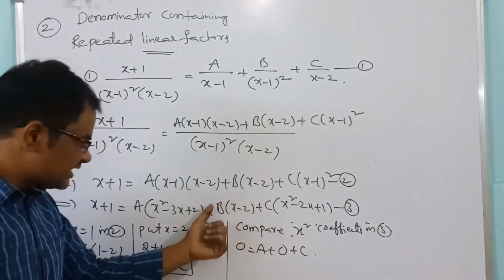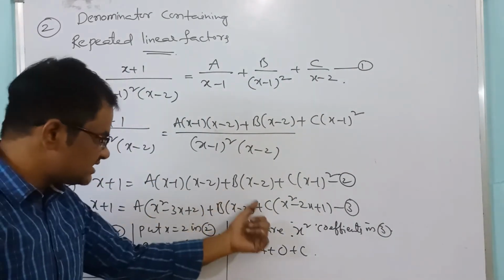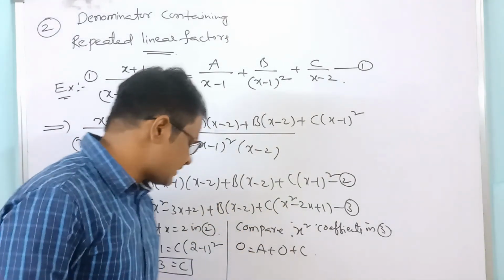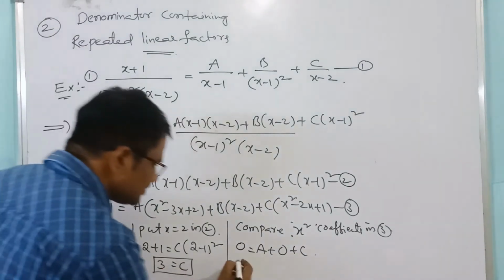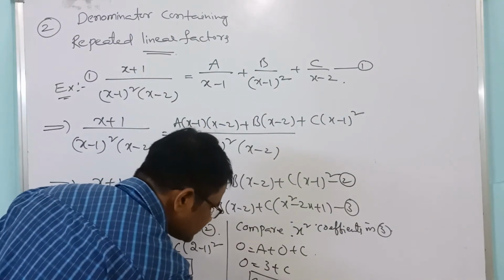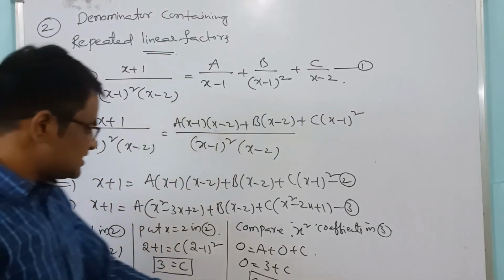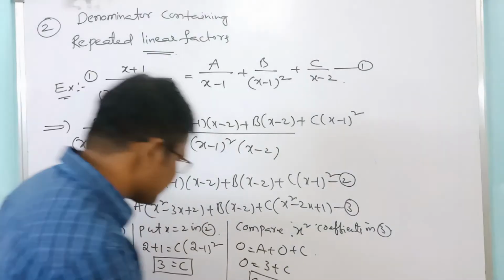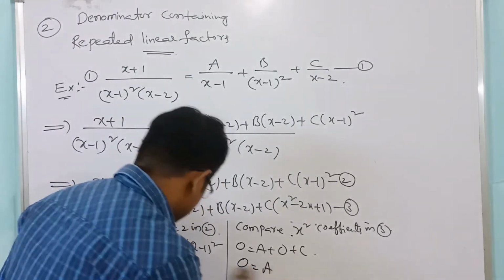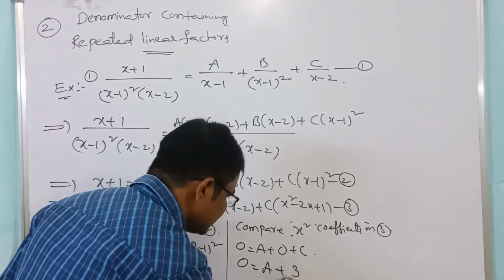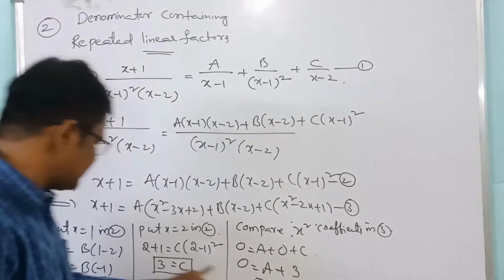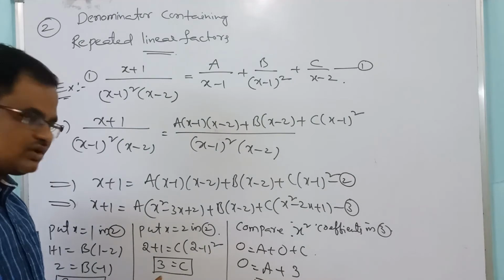Here the x square coefficient is not there, because the x square term is not there in this term. In this one, the x square coefficient is c. But already c equal to 3. So 0 equals a plus c, and c equal to 3, so a equal to minus 3. These are the a, b, c values: a equal to minus 3, b equal to minus 2, c equal to 3.